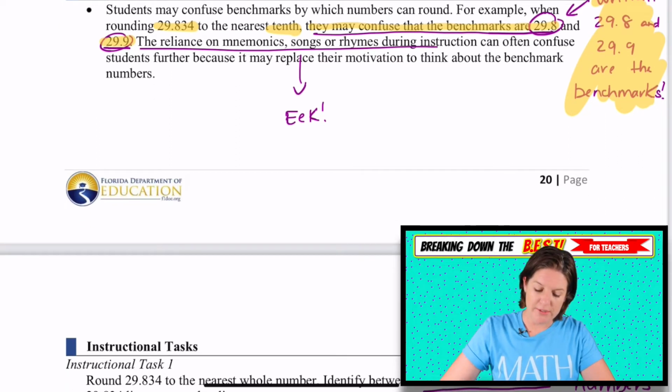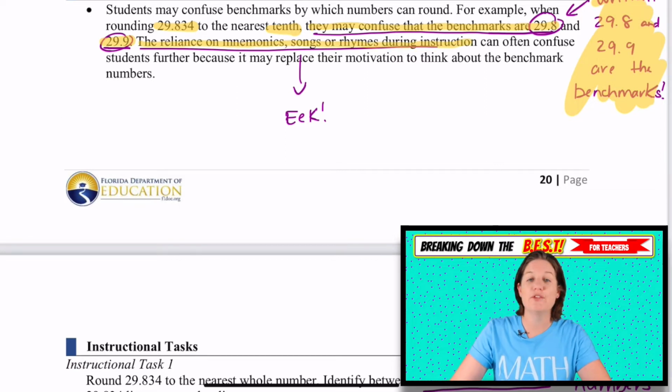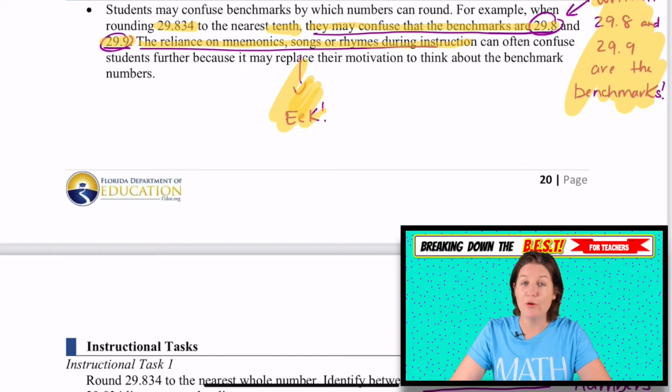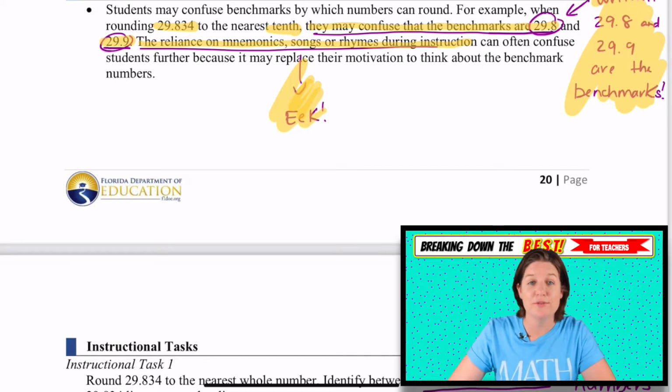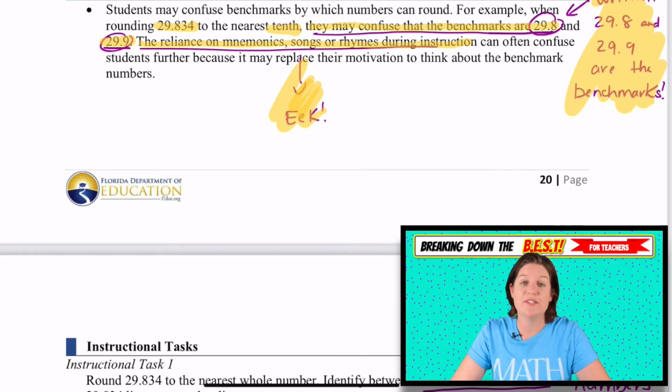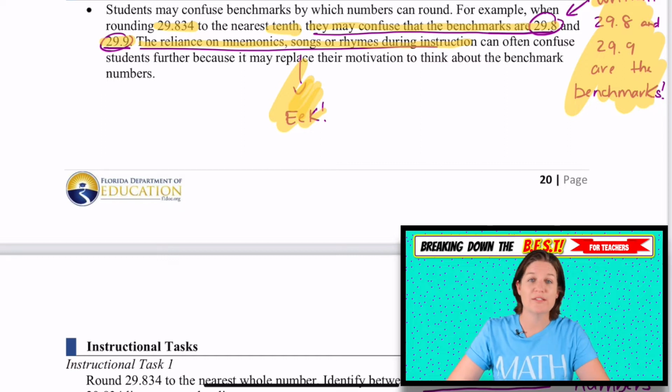B.E.S.T. Here it says the reliance on mnemonics, songs, rhymes during instruction can confuse the students. And I wrote right here, eek! Because if you have been following me for any length of time, you know that I have a rounding wrap that I've used in the past, which is a song, which is a device, a tool to show the process of how you round.